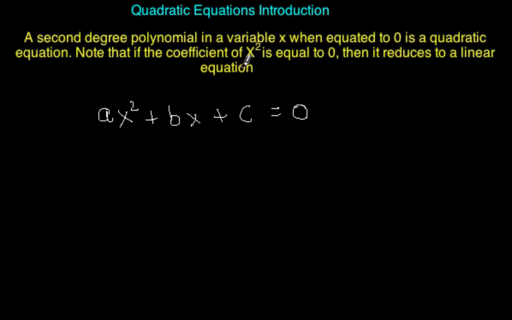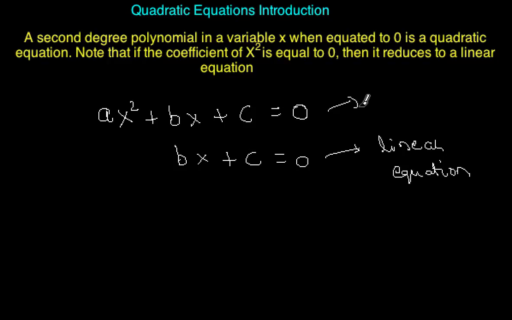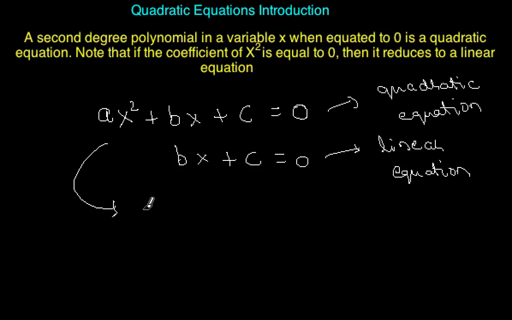Now note that if the coefficient of x square is equal to 0, then it reduces to a linear equation. If a x square is equal to 0, then it reduces to bx plus c equal to 0. This is a linear equation because the highest power of x is 1. We need the highest power of x to be 2 for it to be a quadratic equation. Therefore, for a quadratic equation to hold, a should not be equal to 0.